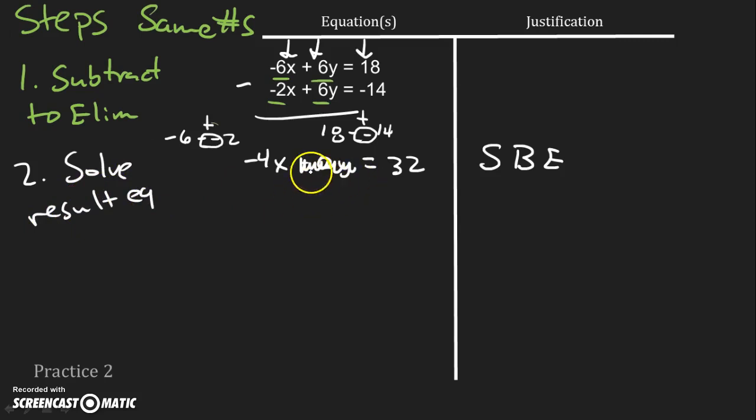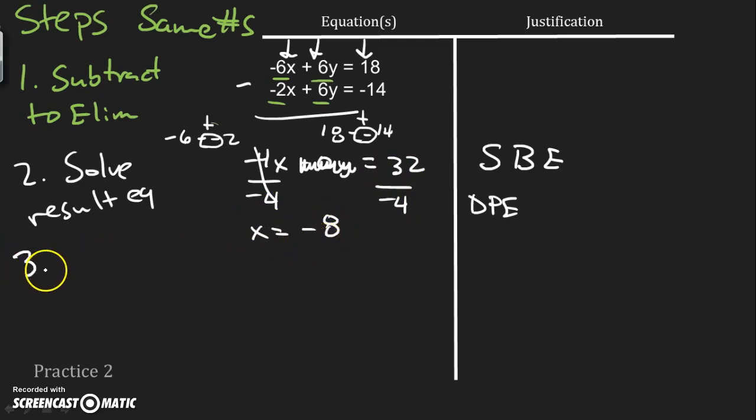So let's go ahead and solve here. Negative 4x equals 32. We're going to go ahead and divide by negative 4. Divide by negative 4. We divided both sides. We already know what the justification is. Here we're just left with x equals 32 divided by negative 4 is a negative 8.